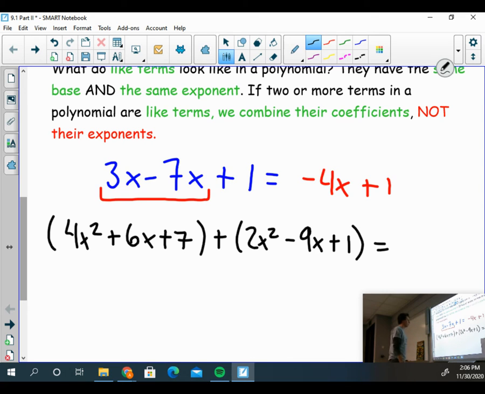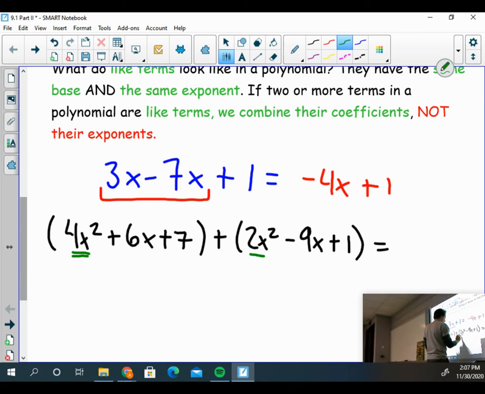How would we simplify this? Well, what I'm looking for is to simplify it. I'm looking to see if there are any like terms present. Are there any terms that look the same? What makes them like terms is they not only need to have the same base, but the same exponent. So let me start at the leftmost one, 4x squared. Is 6x a like term? Well, no, it's not. Why is 6x not a like term? Because 6x has the same base, but does not have the same exponent. Therefore, they are not like terms. 7, of course, does not have the same base or exponent as 4x squared.